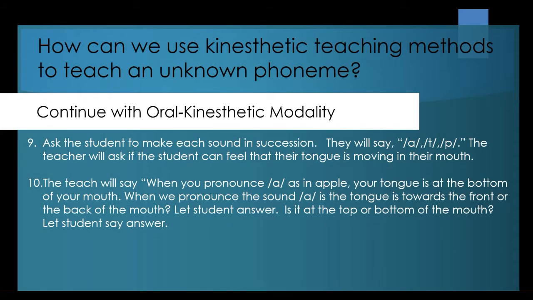Ask the student to make each of those sounds, ah, t, p, one after another. Ask the student if they can feel their tongue moving in their mouth. The teacher will say, when you pronounce the a as in apple, your tongue is at the bottom of your mouth. When we pronounce the sound ah, is the tongue forward? At the back of the mouth? Where is it? And let the student answer.